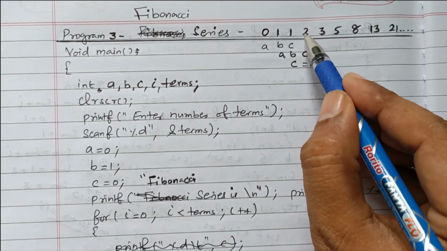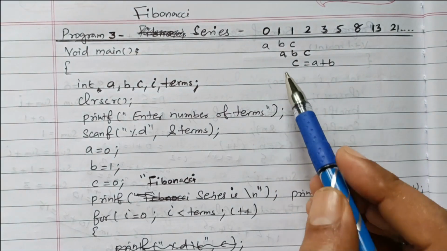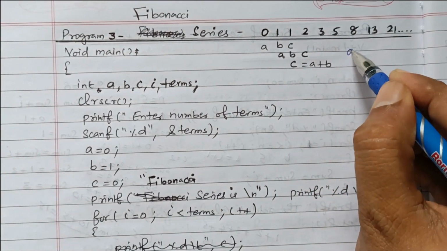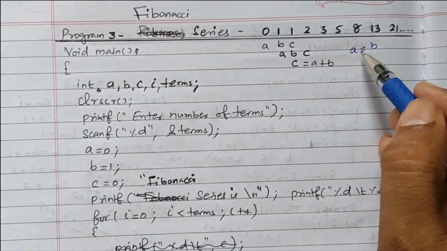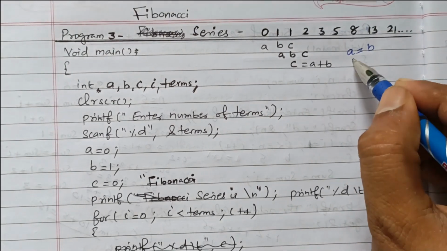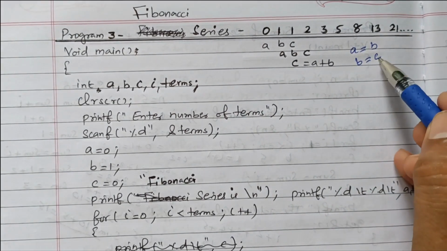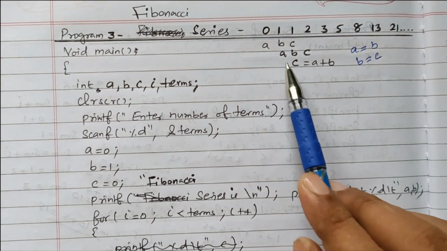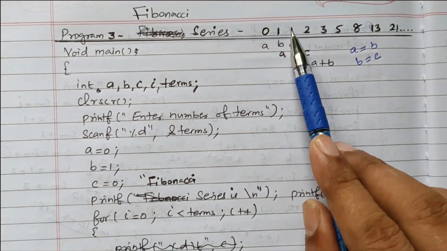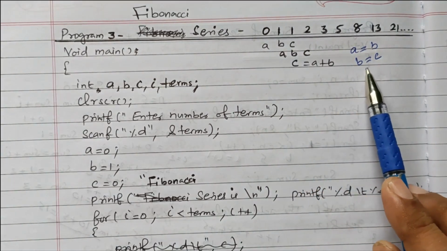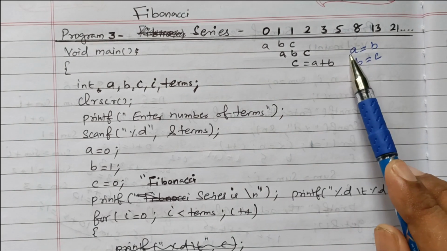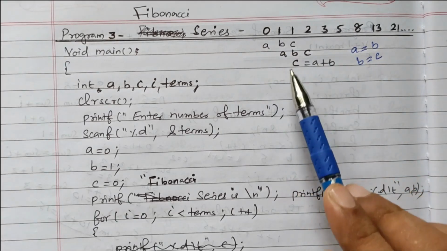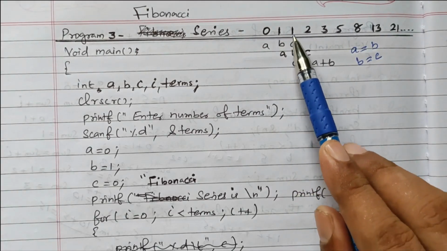Now we need to find the value of 2. For that we are shifting the value. That is, we are going to store the B value in A. That is A equal to B. What is the meaning? B value will be stored in A. Then B equal to C. C value will be stored in B. Now A and B are shifted. After executing these statements, the B value is stored in A, the C value is stored in B, so that the position is shifted. Now A is 1, B is also 1.